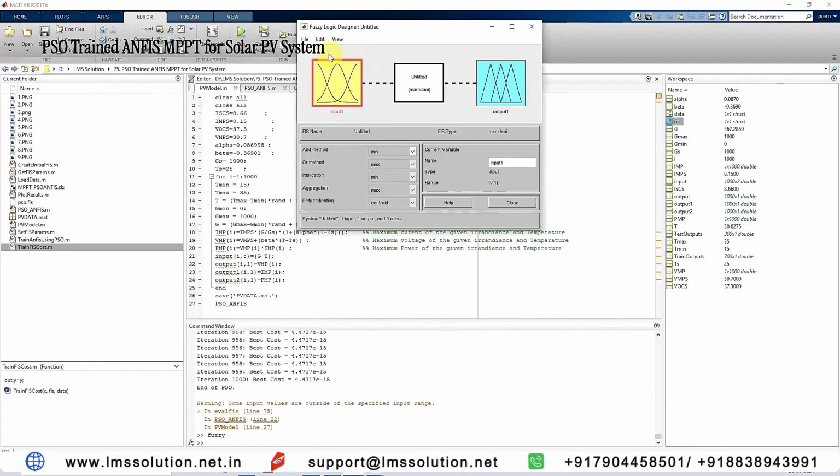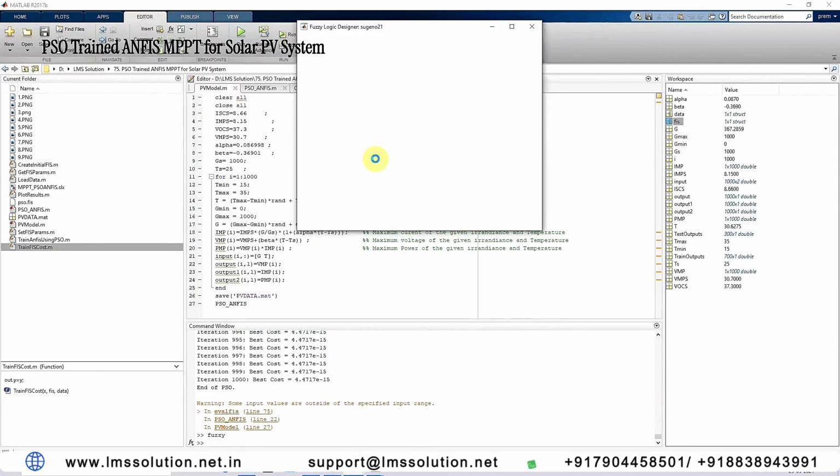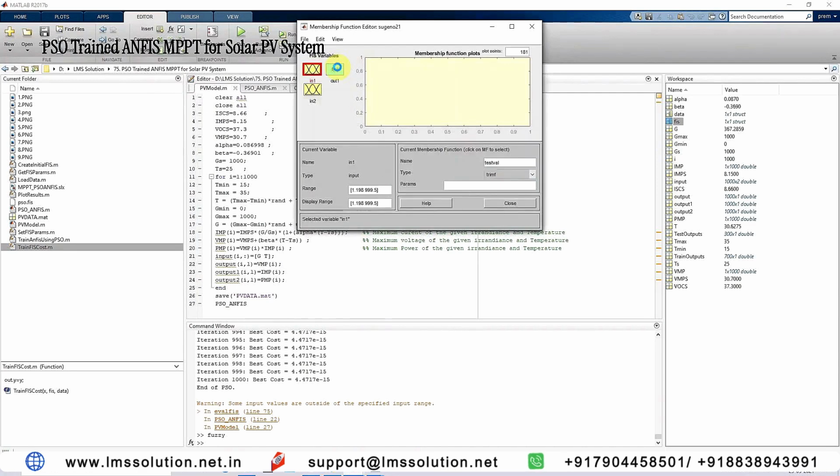After that, open the file by using import from workspace. Here you can type the file name, which is PSO. Just go to open this one. You will get the trained data. This is the trained data for the given input and output data.